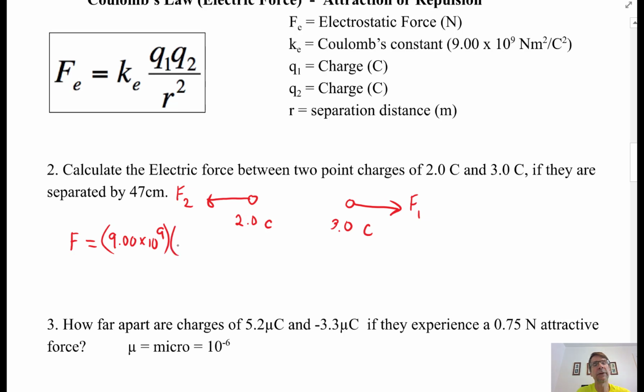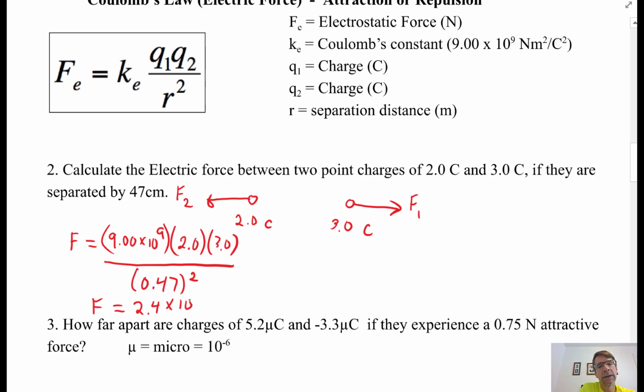It's out front there because it's a coefficient that's constant up here, but it goes in the numerator, like big G in the gravitational equation, times 2 coulombs, 2.0, 3.0, divided by the distance in meters. It's 0.47, so be careful with that, 0.47 meters squared. Don't forget to square that. So if you plug that all in, you might want to pause this and do that, but I did it earlier. It comes out to be 2.4 times 10 to the 11th newtons, repelling.